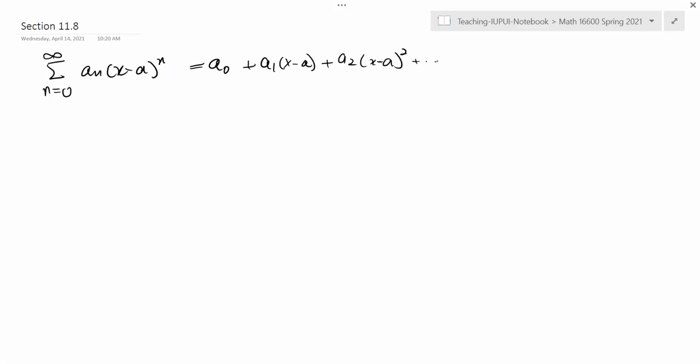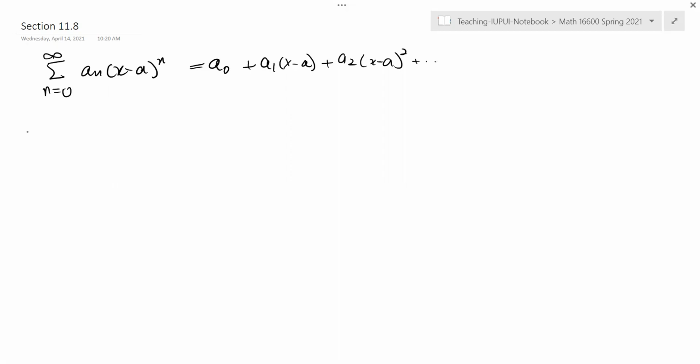And we want to study the convergence and try to determine the values of x for which this power series is convergent. Definitely it's not always convergent, right? Sometimes it will be divergent for some values of x. So let's take a look at the first example.